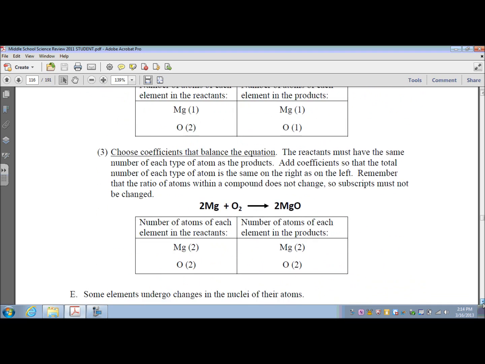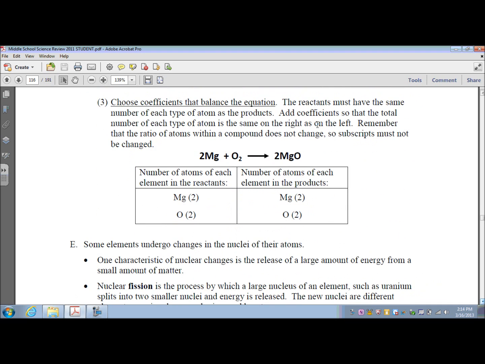Step 3. Choose coefficients, that's numbers in front of letters. Choose coefficients that balance the equation. The reactants must have the same number of each type of atom as the products. Add coefficients so that the total number of each type of atom is the same on the right as it is on the left. Remember that the ratio of atoms within a compound does not change, so subscripts must not be changed.